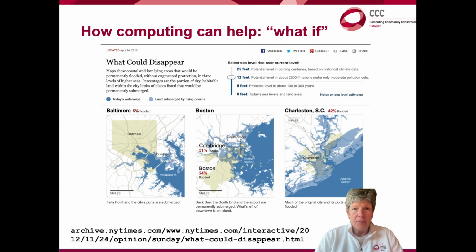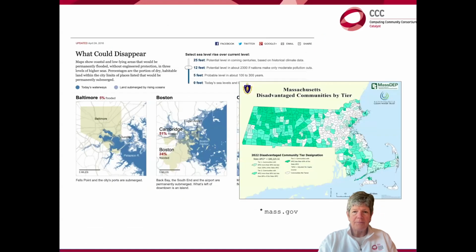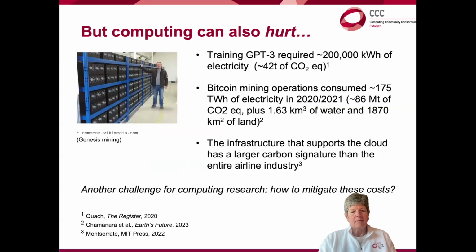Now, connecting back to the previous slide, what if we wanted to overlay socioeconomic indicators on top of this map to see how the combined effects work? That's just a few more lines in the code, really. But we computing people need you subject matter experts to tell us what to have our code do. So computing can be part of the solution, but it also is part of the problem.